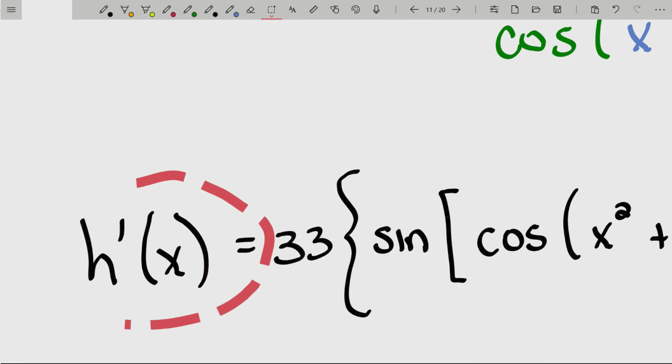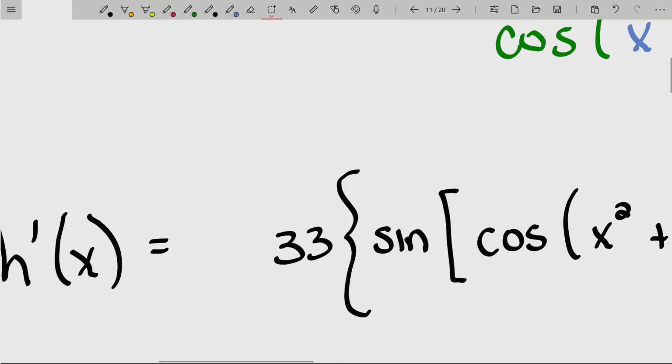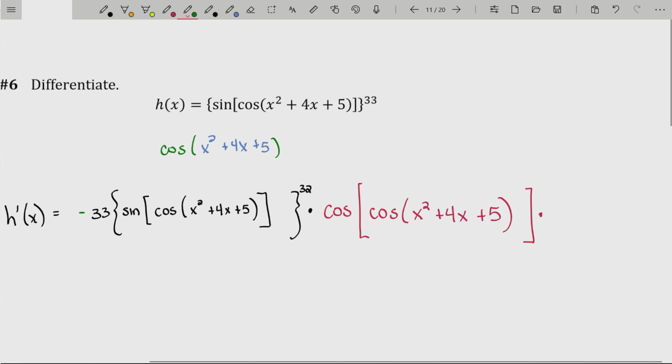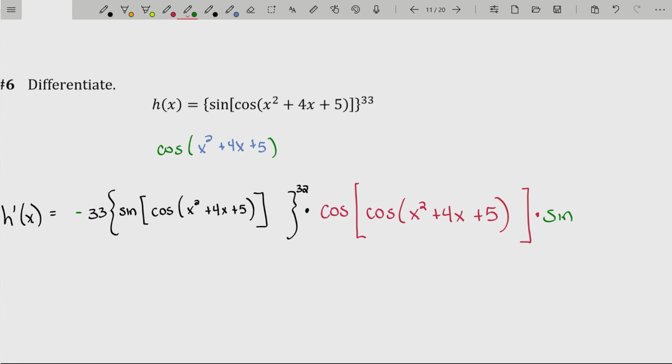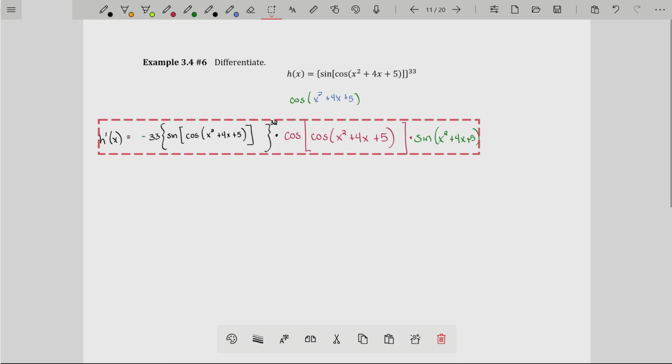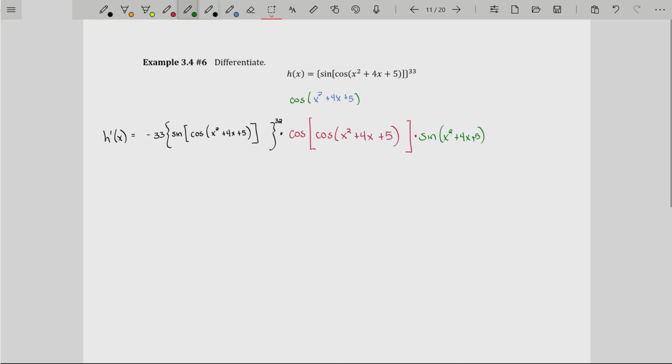Let me make myself some room. Scoot that over. I'll write the negative all the way out front. So a negative sine of whatever's inside that sine, which is x squared plus 4x plus 5. And I didn't leave myself a ton of room, so I'll just rope this up and scoot it over so that I have enough room now. And to that, now that I've taken the derivative of the cosine, let me zoom in.